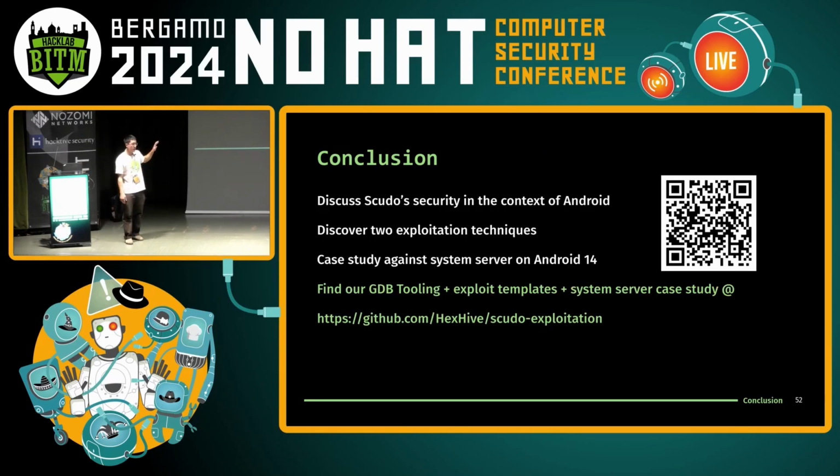And yeah, that's the end of the talk. If you're interested in this or you have a bug in a program that uses Scudo, we have a GitHub repository where you can find a GDB plugin to basically analyze Scudo heap state. There are also exploitation templates to basically exploit a heap menu using both our techniques. And then we also have all the code for the proof of concept that I showed you before to run this or reproduce it. Thank you for your attention.